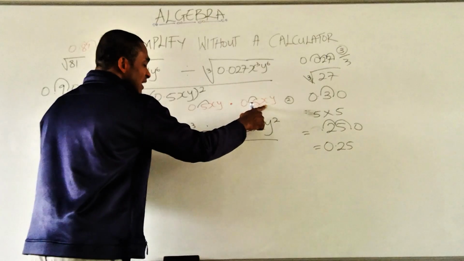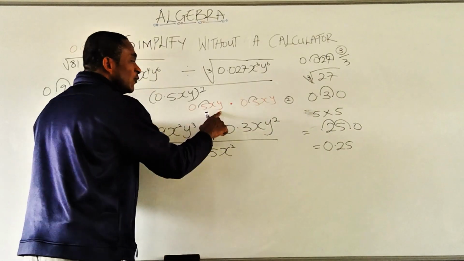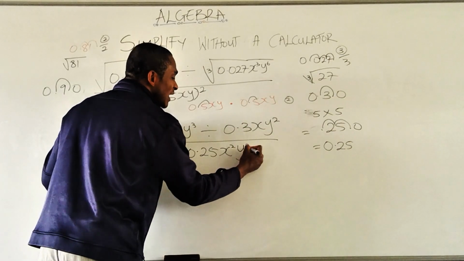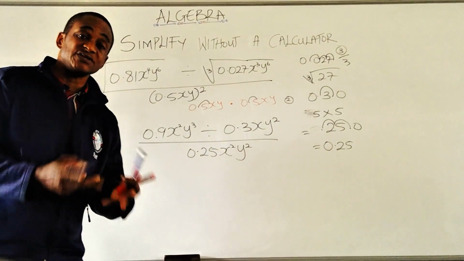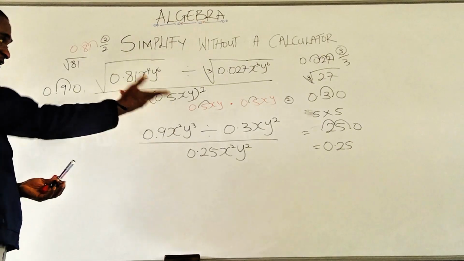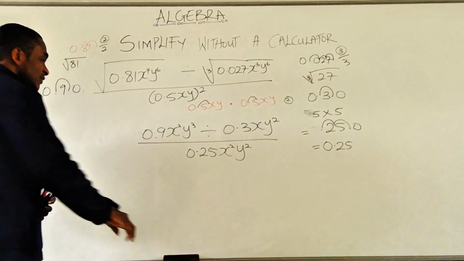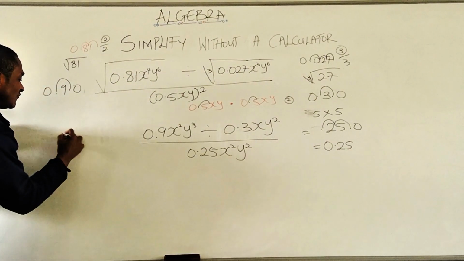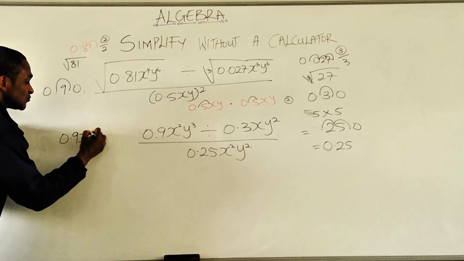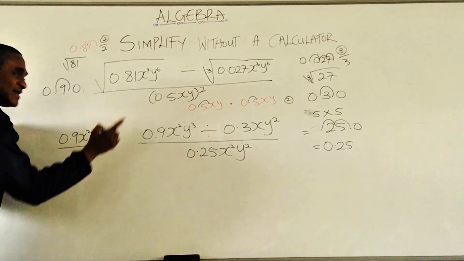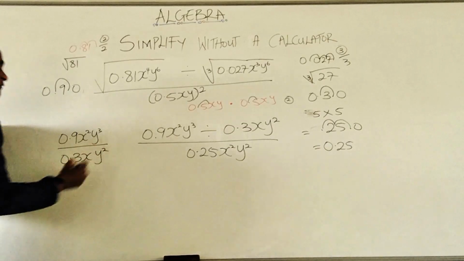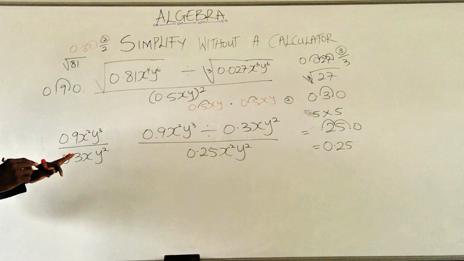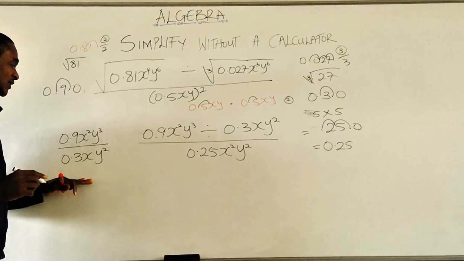Then x times x is x squared, multiplication, and y times y is y squared. So I've gone through that step. Let's go to the next step. The next step is division of the numerator. I want to simplify the numerator fully. Now, look at what I have: 0,9 x squared y cubed divided by 0,3 x y squared. This is my numerator. What do I do with my numerator?